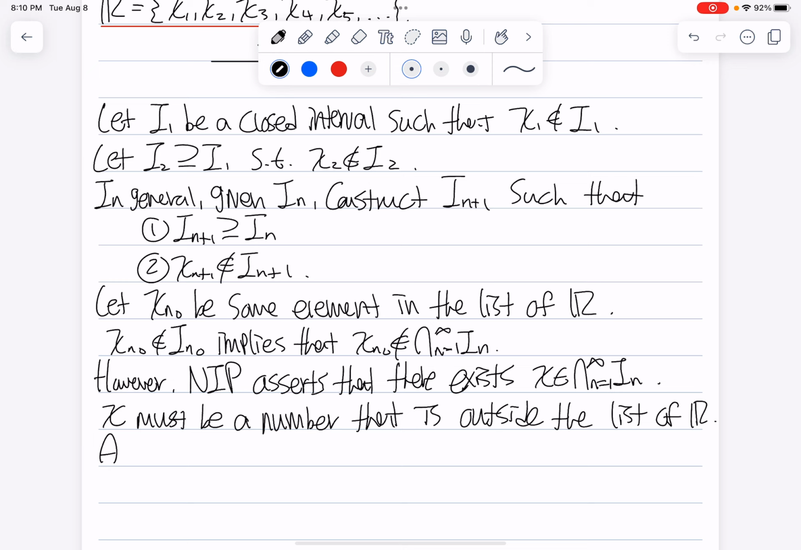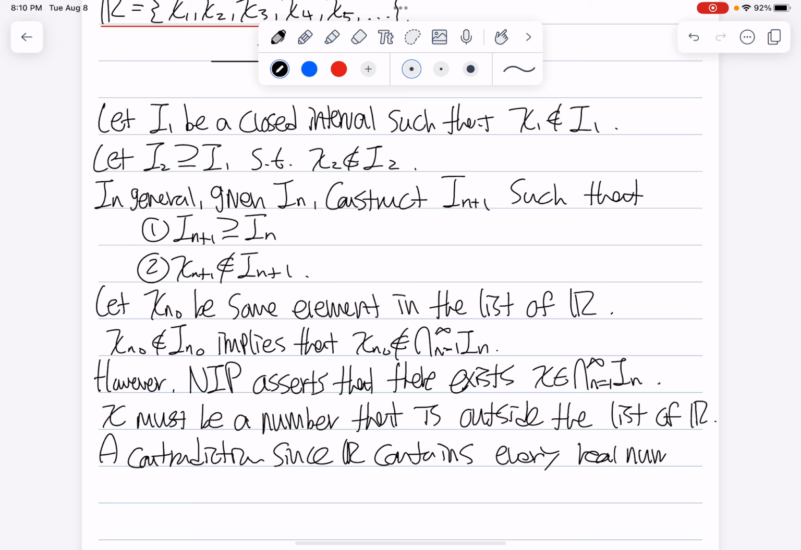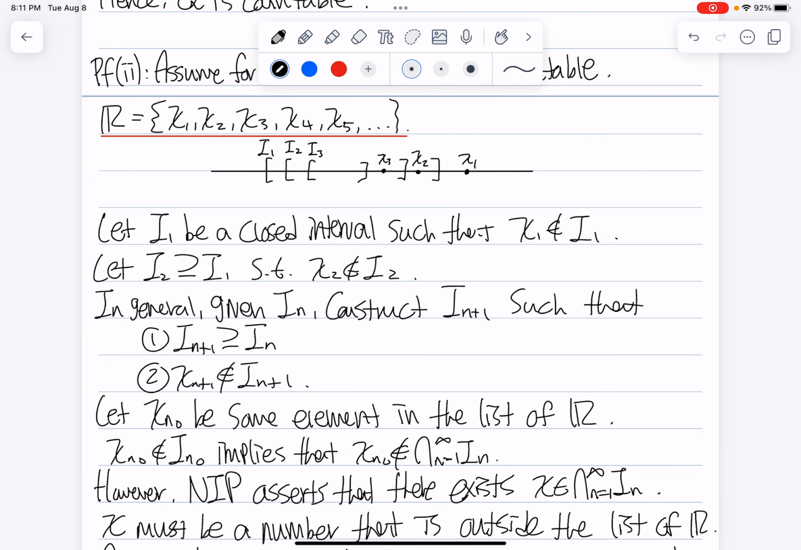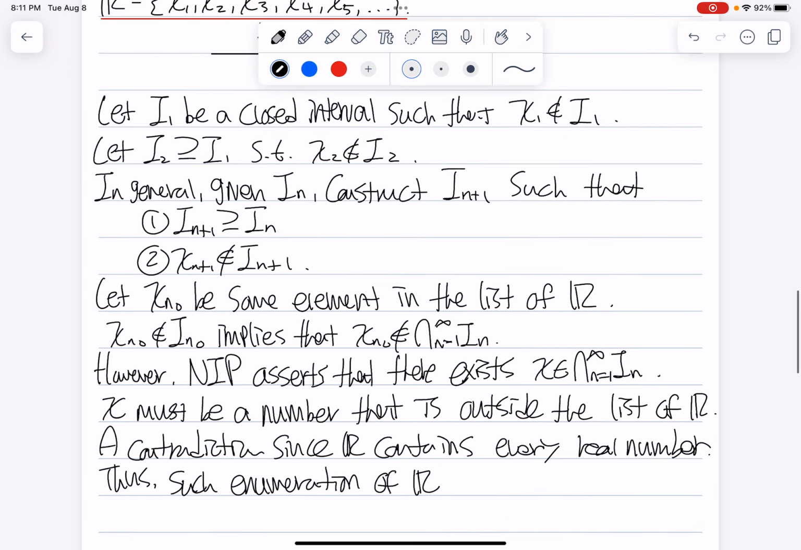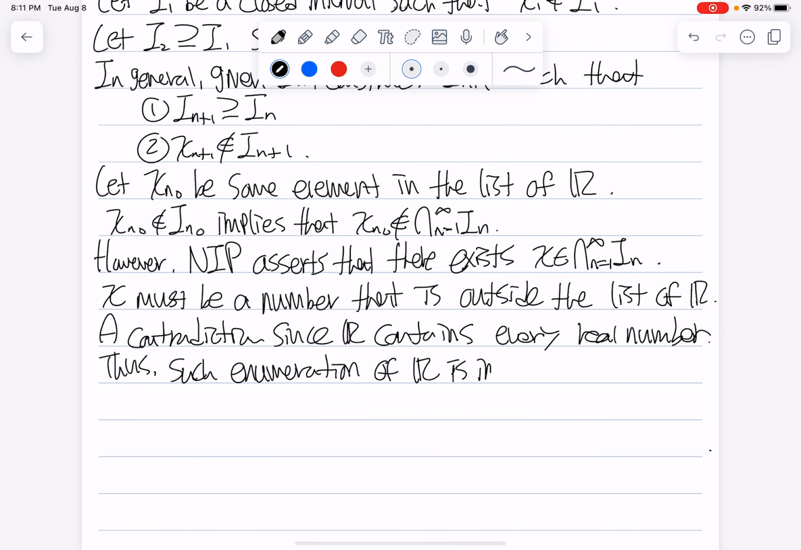Well, that's a contradiction since R contains every real number. And thus such an enumeration of R, and this enumeration refers to listing off all of the elements in this way, is impossible. So we see that the contradiction concludes us to saying that such enumeration of R is impossible.